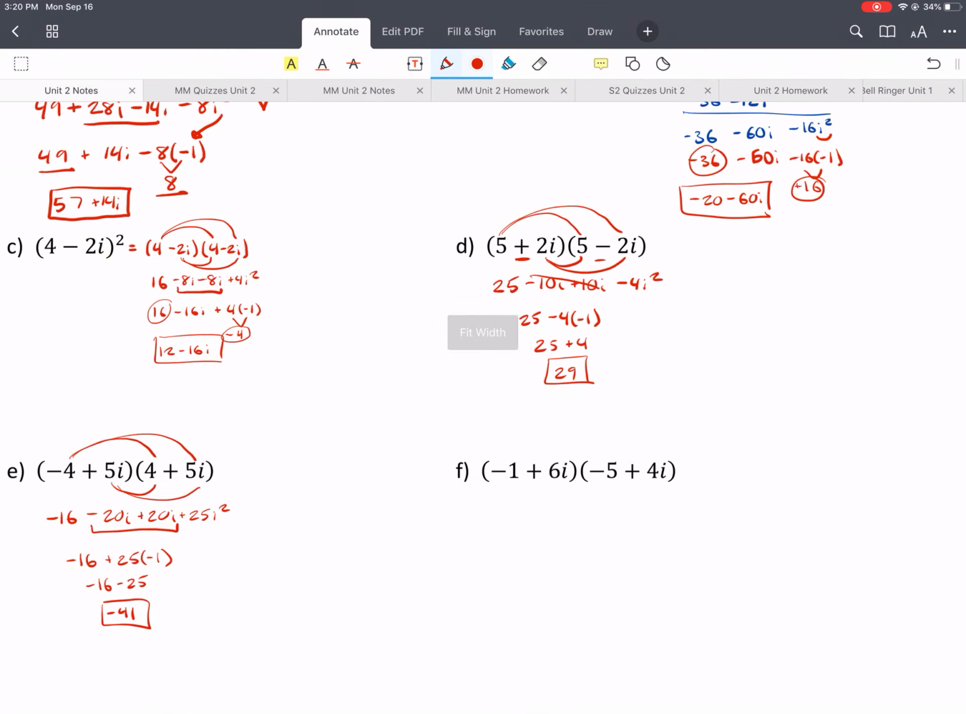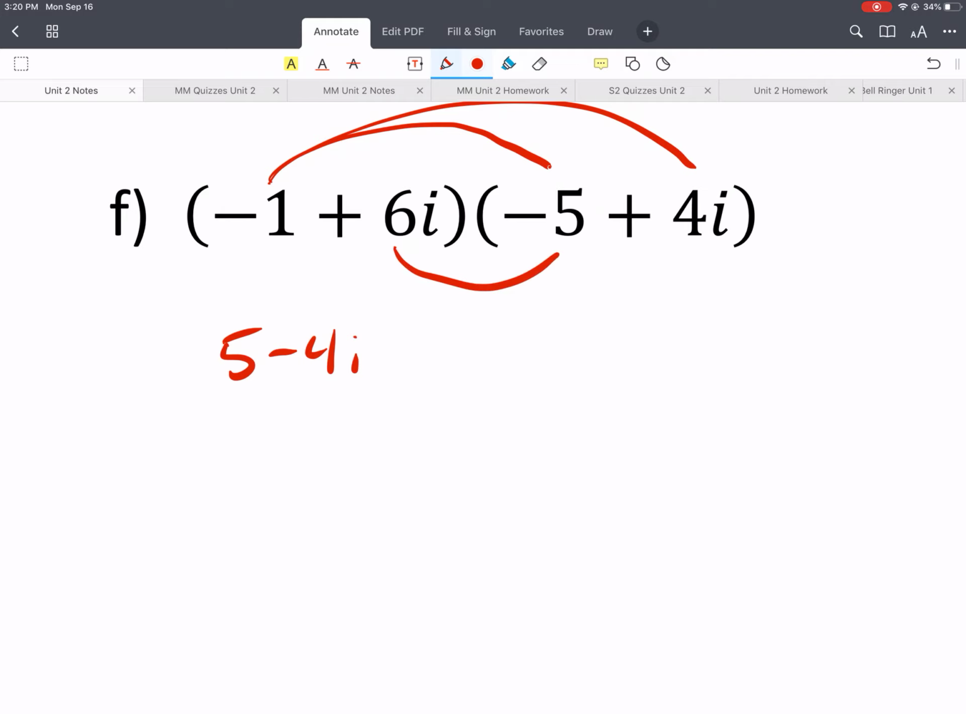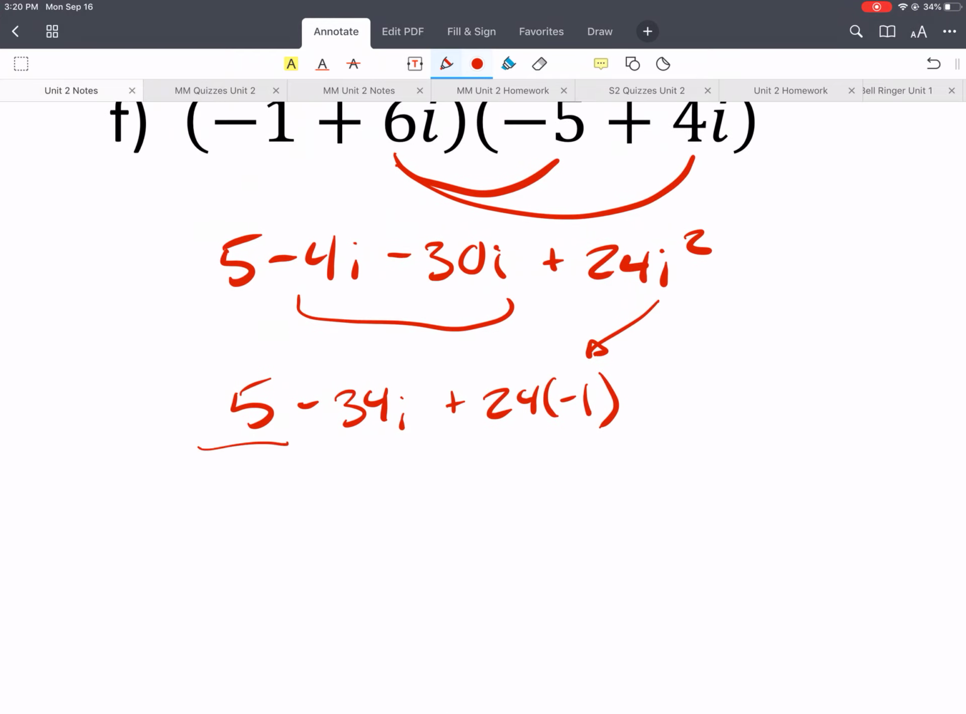And then F, I think this is the last one. Same thing, distribute, positive 5, and then distribute to a negative 4i, distribute to negative 30i, and then a positive 24i squared. Combine like terms, so we have 5 minus 34i plus 24 times negative 1. Again, i squared is the same as a negative 1. And then we combine these like terms. So 5 minus 24 gives us a negative 19, minus 34i.